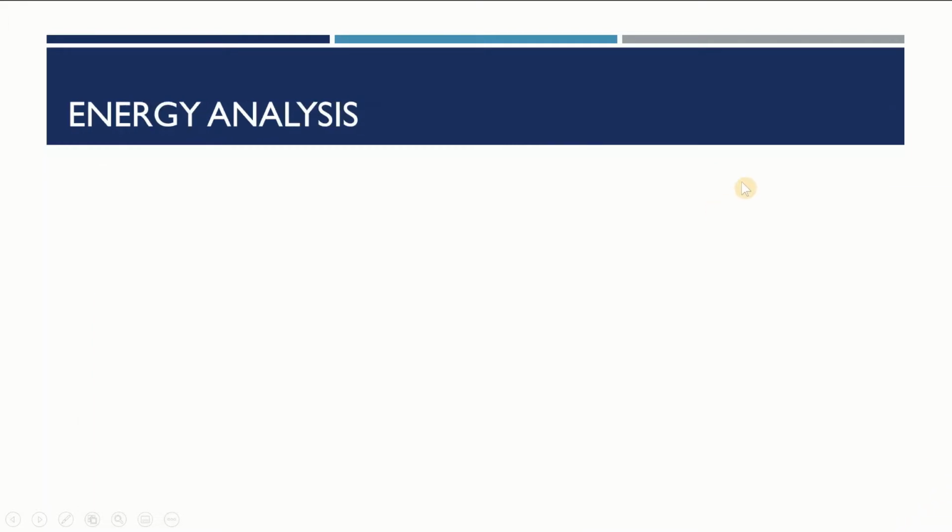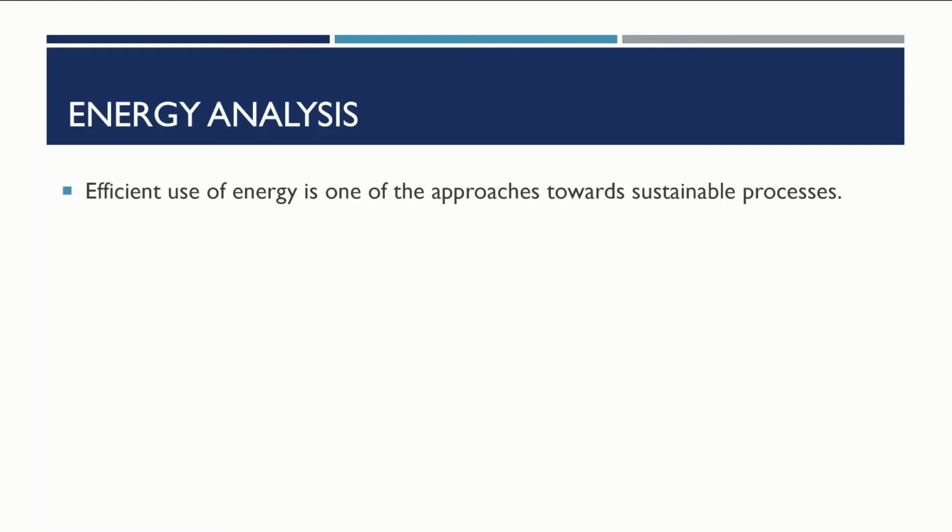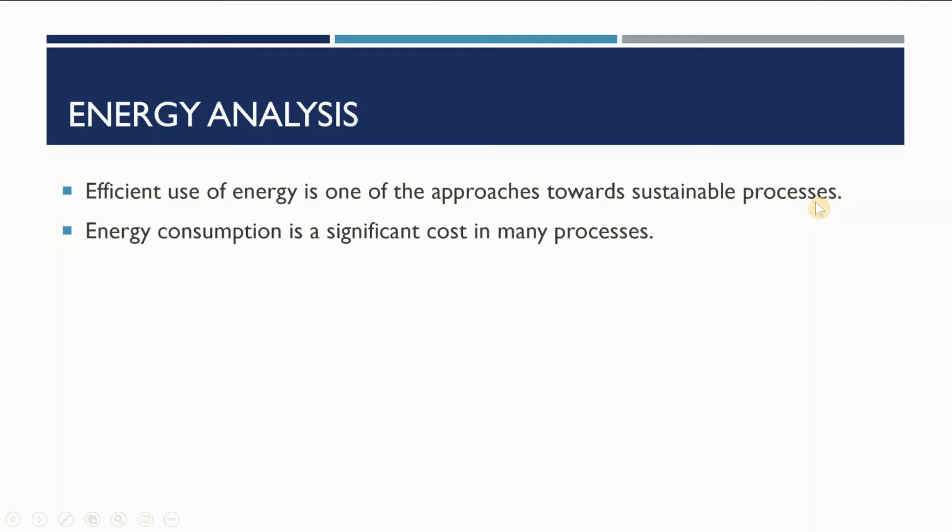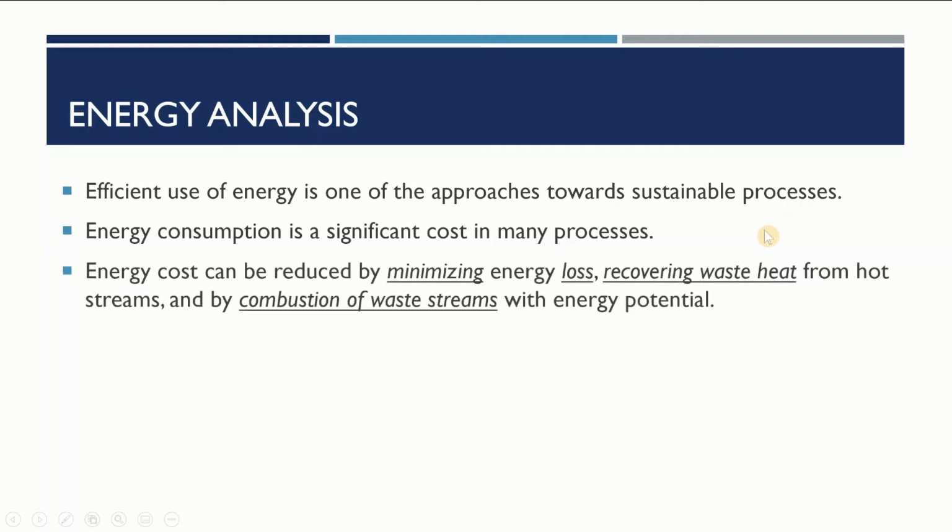So, let's get started with the energy analysis. The efficient use of energy is one of the basic assumptions of good process economy. Energy consumption is a significant cost in many processes. This cost can be reduced by minimizing energy loss, recovering waste heat from hot streams, and by combustion of waste streams with energy potential.